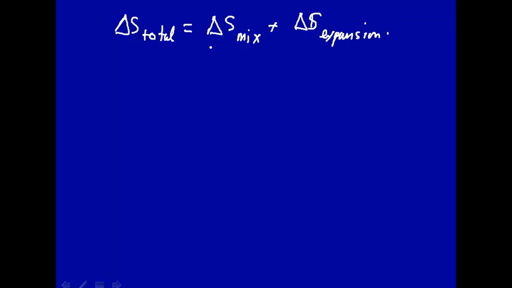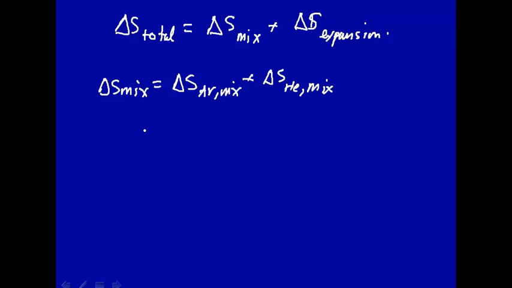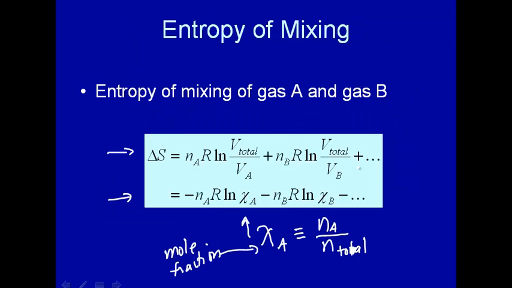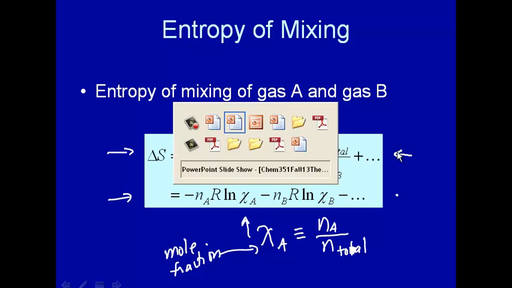All right, we just talked about how to calculate entropy change of mixing. The entropy change of mixing will be the entropy change of argon due to mixing plus the entropy change of helium due to mixing. We have a couple of equations to use. Which one should we use? Let's use this one, although you could use the mole fraction one yourself. But let's use volumes just for fun.